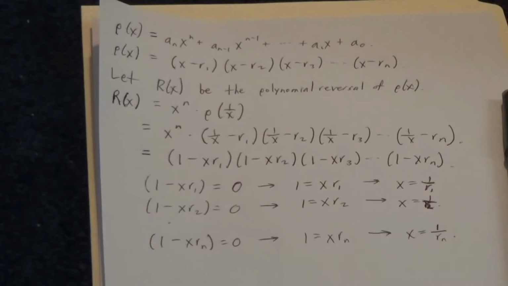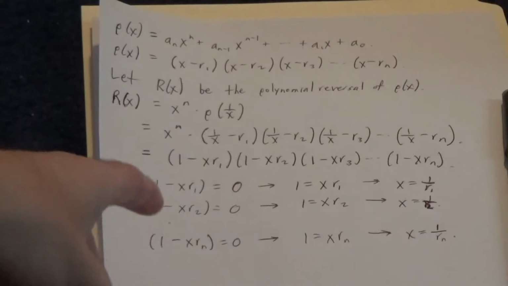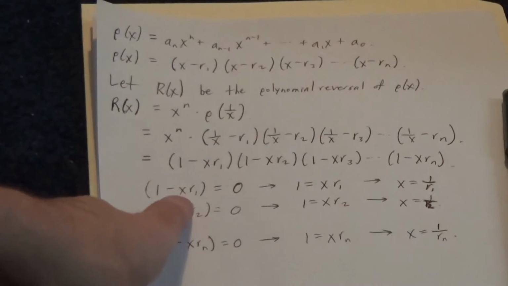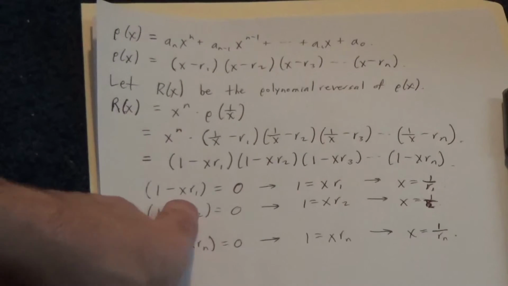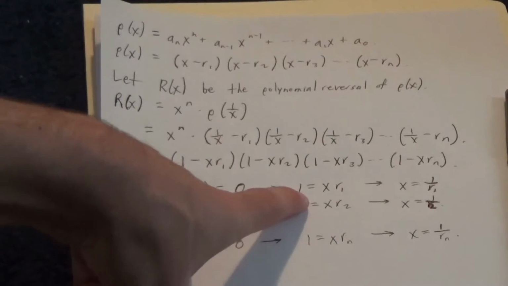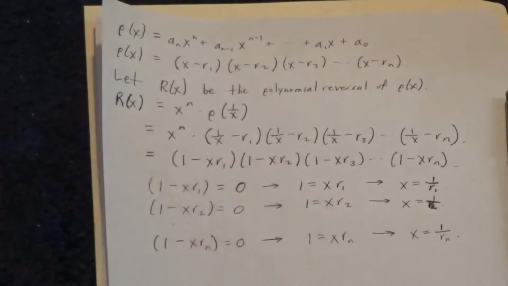So, that's pretty cool, isn't it? Right? So we can logically prove that. Now, as you can see, hopefully this makes sense. If one of these binomials equals 0, then 1 must be equal to x over r sub i. And thus, r sub i must be equal to 1 over r sub i, for whichever root that is.